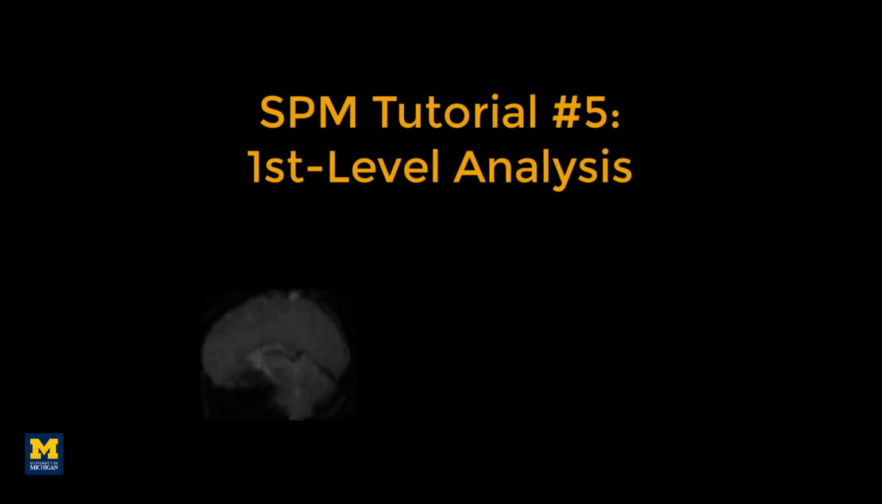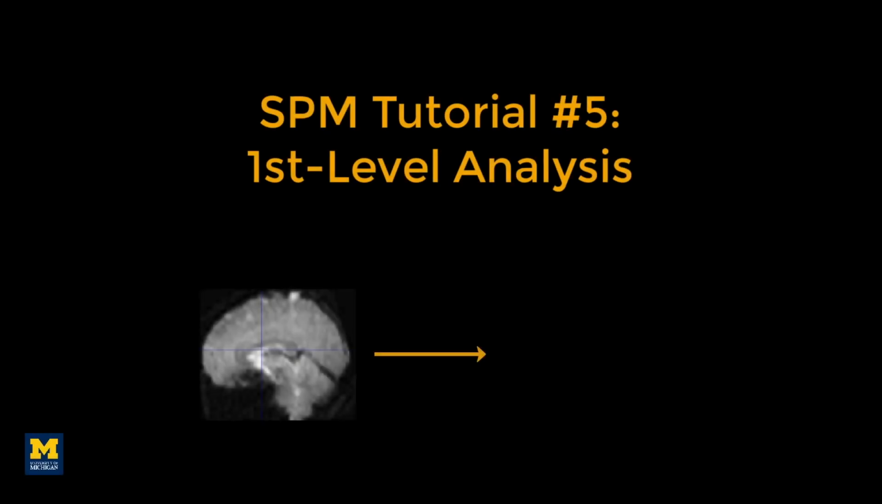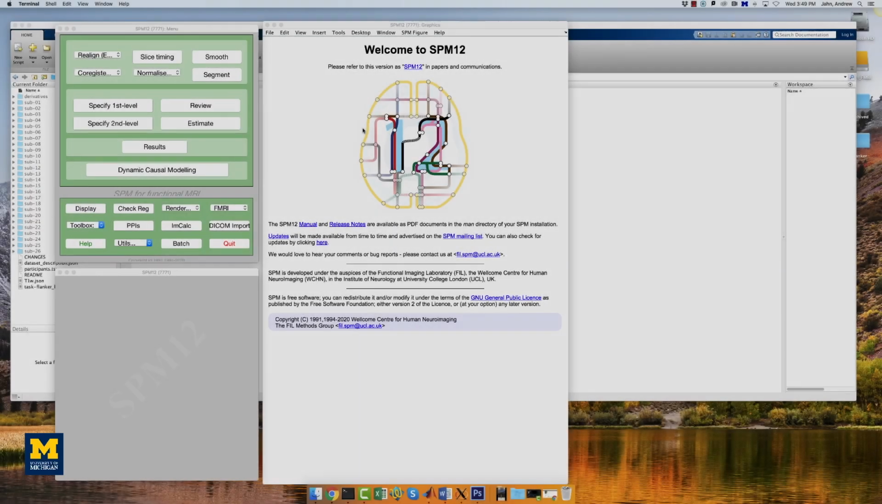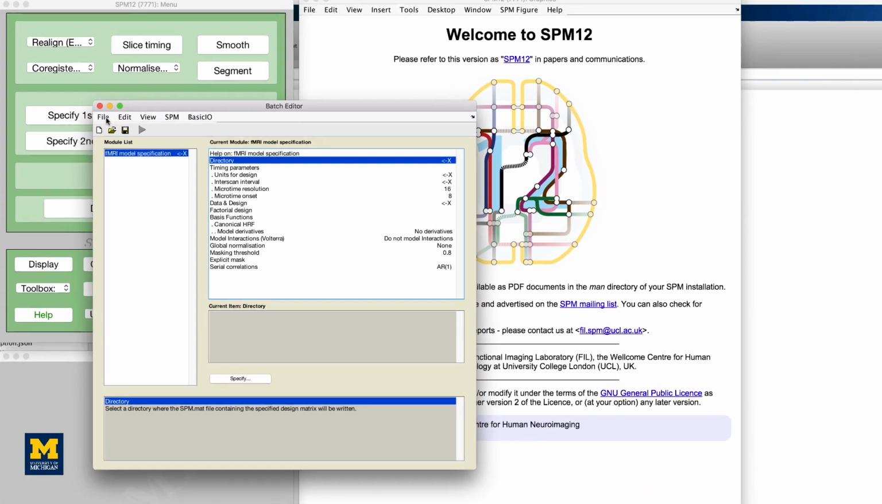After we've pre-processed our data, we then need to fit a model to it. In other words, we will estimate how much BOLD activity there was for each condition in each voxel in the brain. To begin, from the SPM GUI, click on Specify First Level.